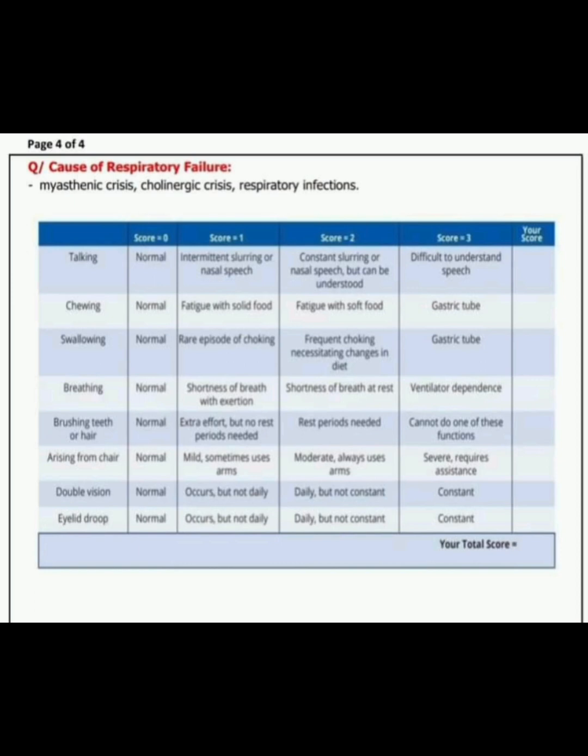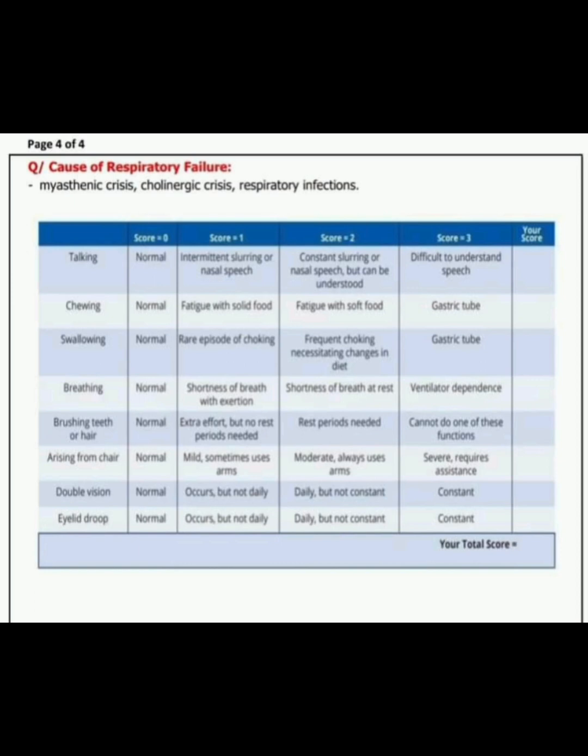There is a score they have given, score 0, 1, 2, 3. Talking: if talking is normal then score is 0. 1 is intermittent slurring or nasal speech. 2 is constant slurring or nasal speech but can be understood. And score 3 is difficult to understand the speech. Now chewing, score 0 normal. Score 1, fatigue with solid food chewing. Score 2, chewing fatigue with soft food. Score 3, chewing, that is gastric tube.